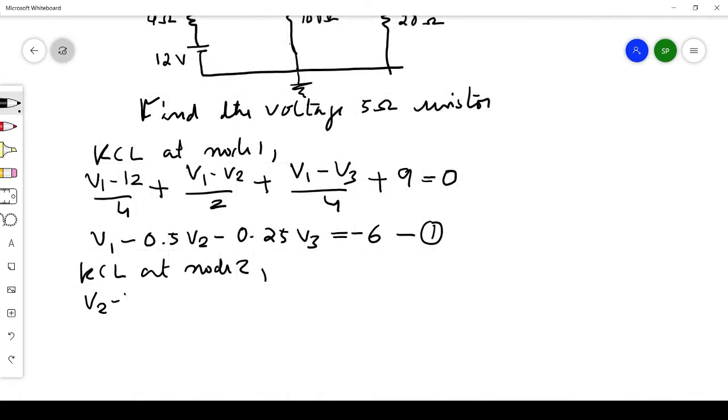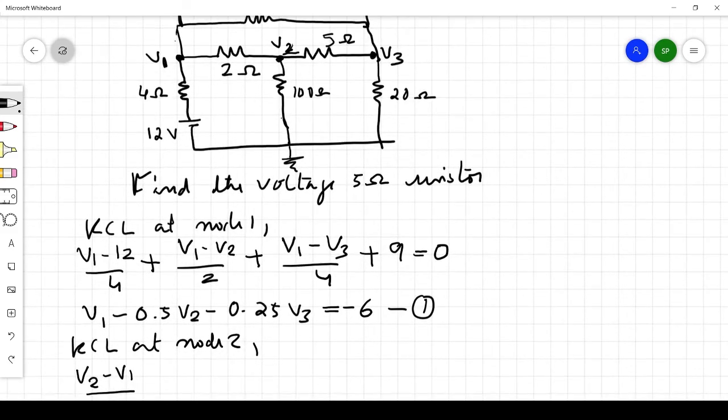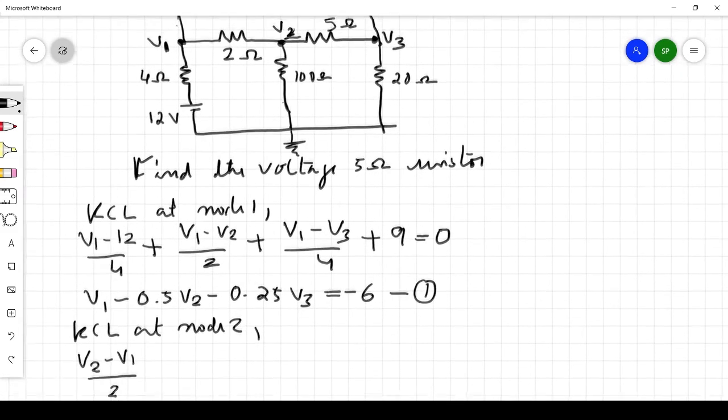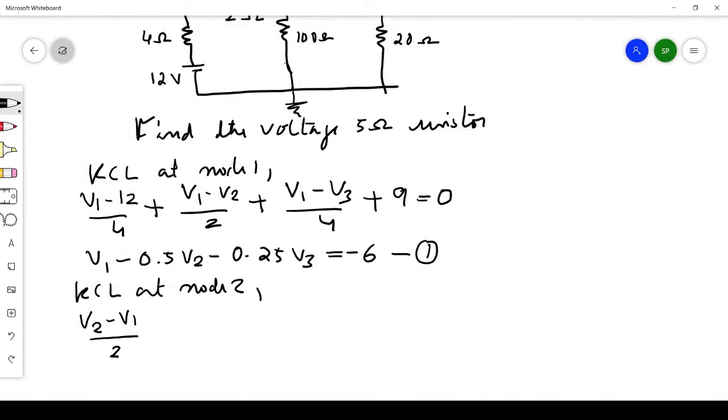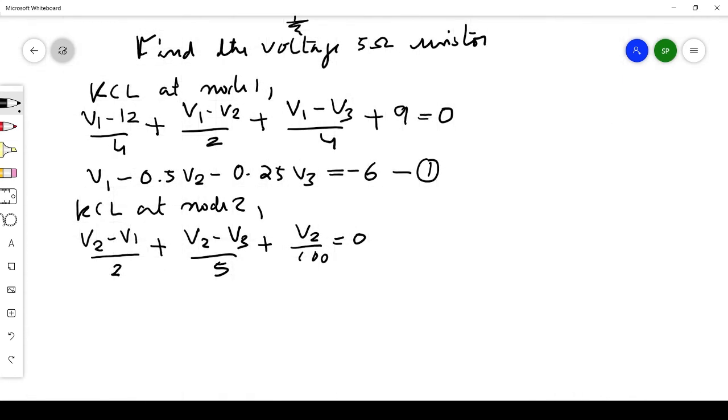So it is (V2 minus V1) upon 2, then plus (V2 minus V3) upon 5, plus V2 upon 100, is equal to 0. When you simplify this equation, you get the equation as minus 0.5 V1 plus 0.71 V2 minus 0.2 V3 is equal to 0. So this is the second equation.